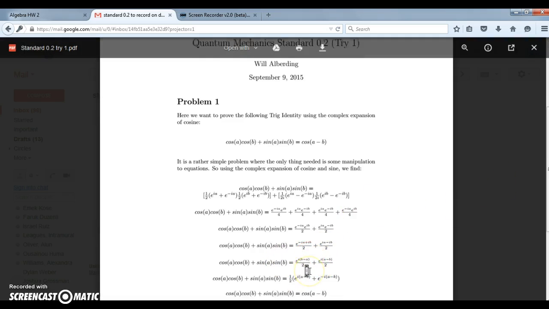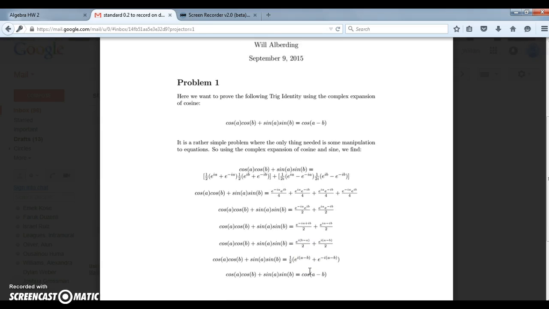This is where you start to recognize the complex expansion. For here, I pulled out the negative from the b minus a right here, and that gave me the negative i out in front. And so I had 1/2 times the quantity e to the i times a minus b plus e to the negative i times a minus b, which is equal to cosine of a minus b, thus proving the trig identity.